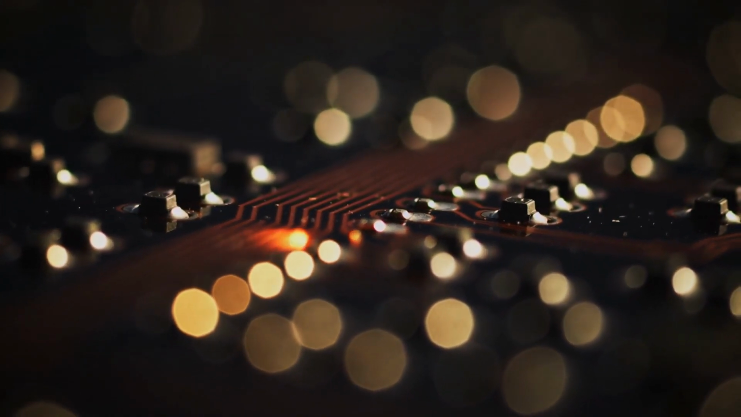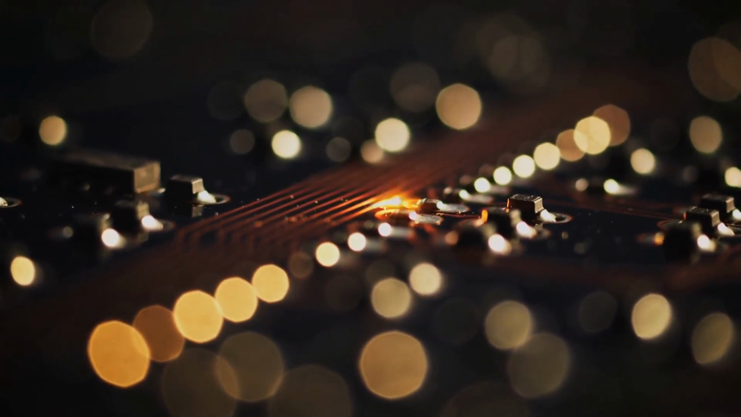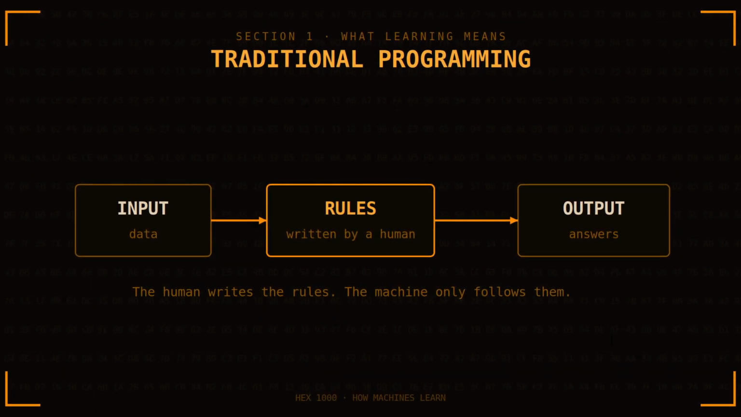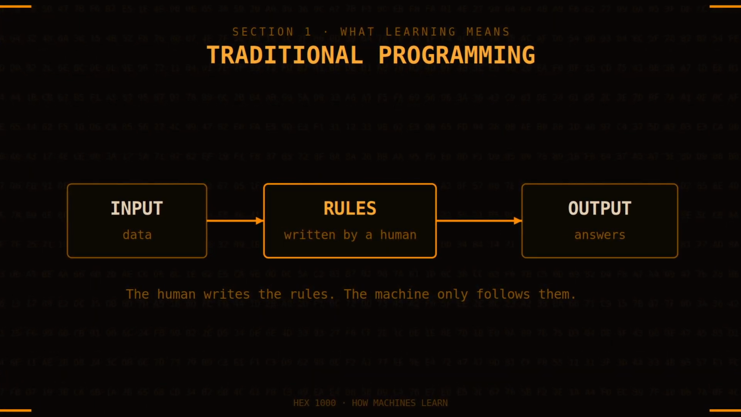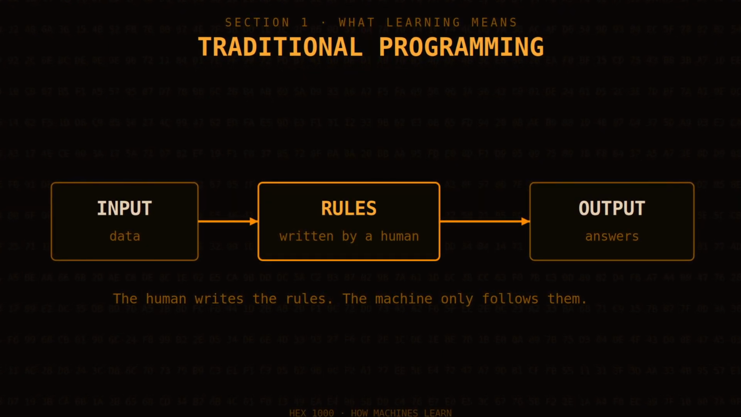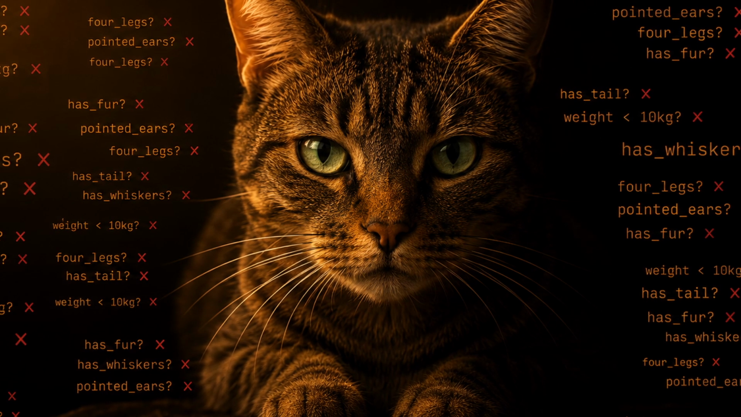For everything we've built in this series so far, the model has been the same. You, the programmer, know the rules. You write them down as code. The computer follows them. Input goes in, your rules process it. Output comes out. This is traditional programming, and it has run the world for 70 years. But some problems break this model completely.